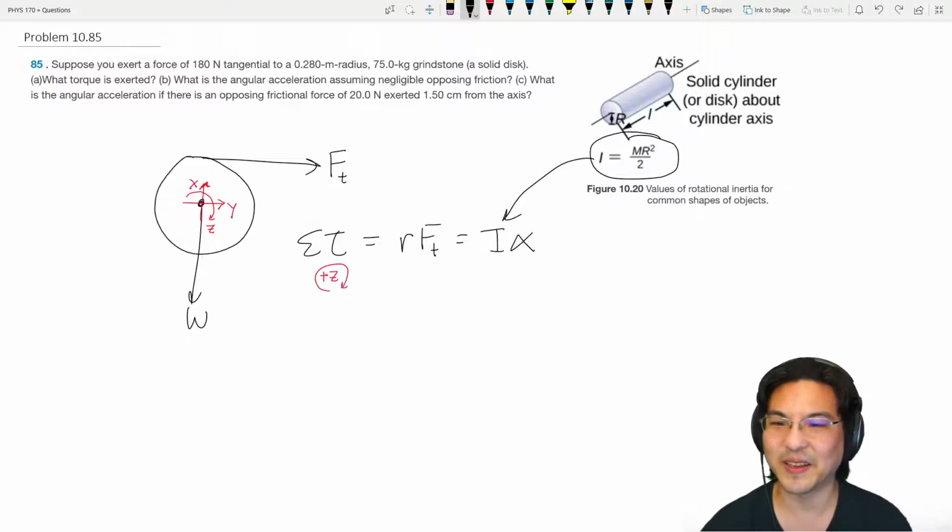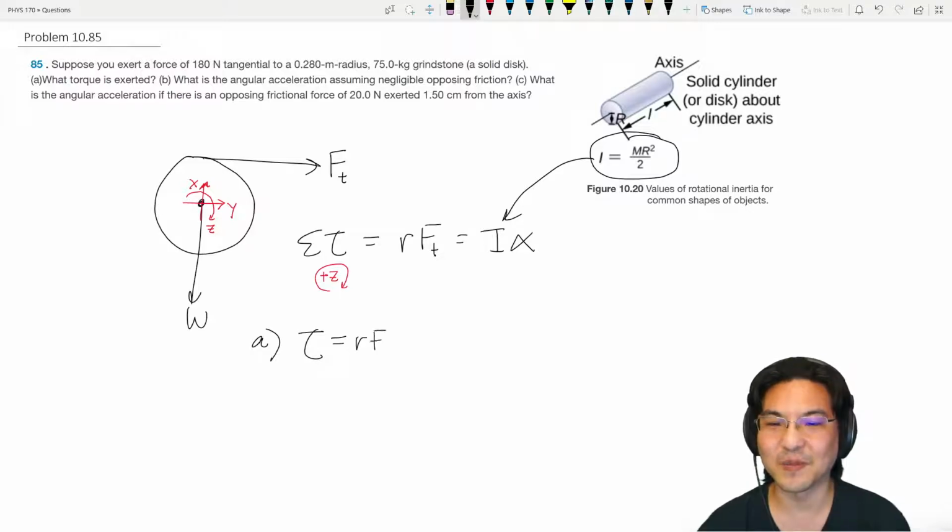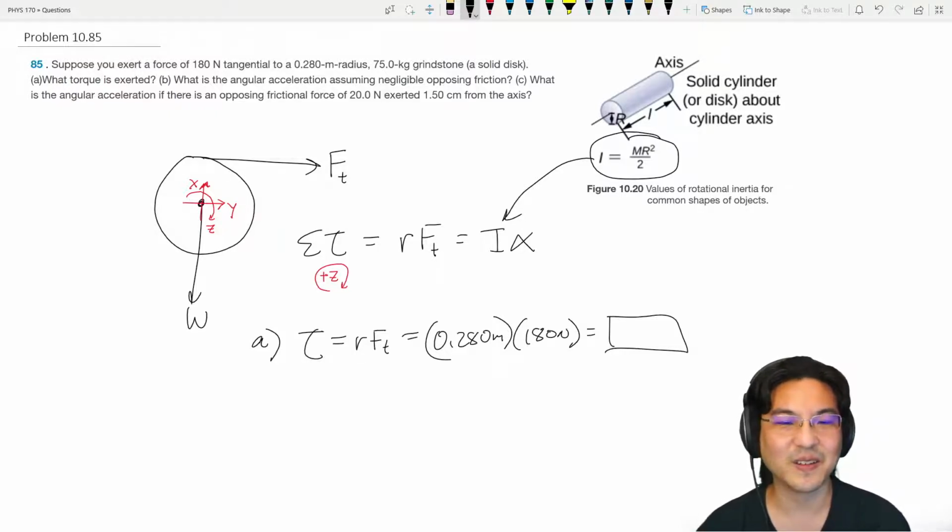So part A, the torque is just R times F. Let's see, do we know the numbers? Yes. 0.28 meters times 180 newtons. Punch that in the calculator. Torque in newton meters. Okay.